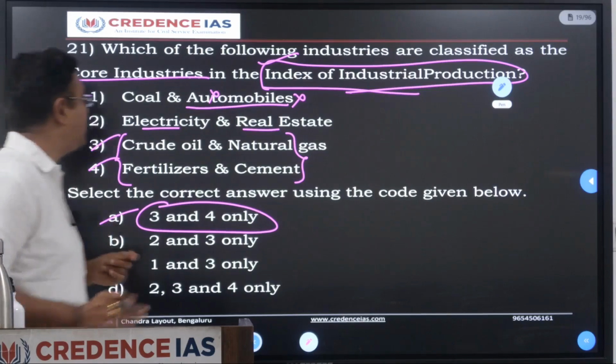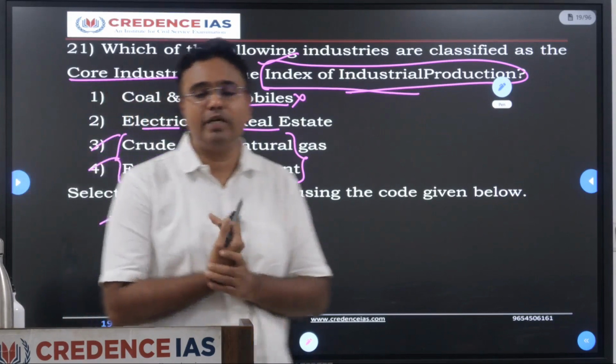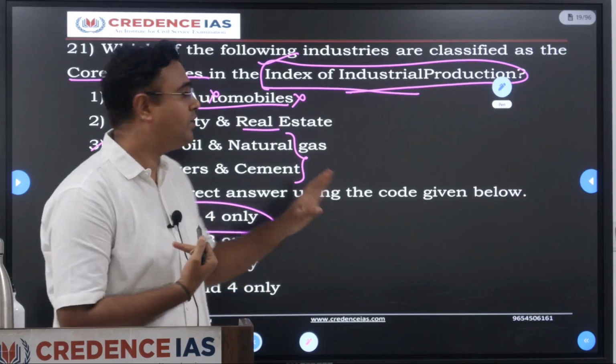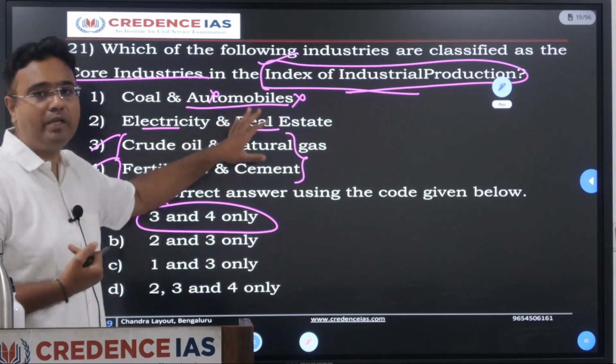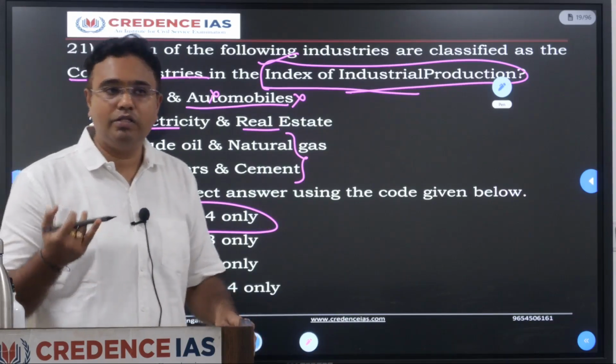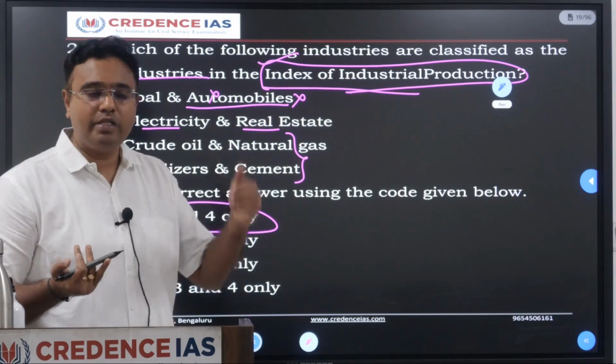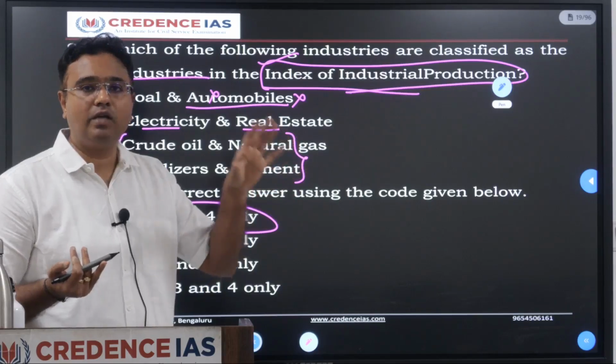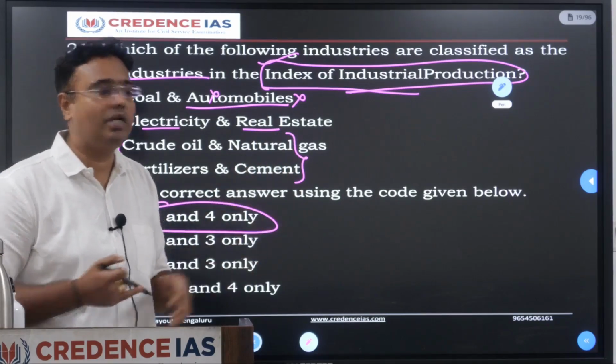These are the industries which have been included under the core industries. So you need to understand what the core industries are. There are 8 core industries, and you just need to remember them. And going one step further, you also need to remember what weightage is given to these core industries, in ascending or descending order, and which has the highest weightage. This was also asked in the UPSC Prelims.